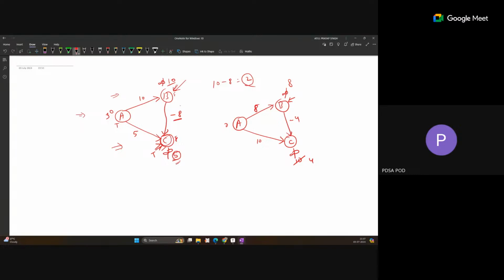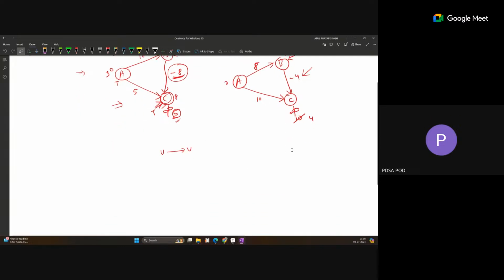So if our negative edge weight goes from the currently visited node, B, to an already visited vertex, then it will return an incorrect output. If this negative edge goes from the current visited node to an unvisited node, then it will return a correct output, because it will update it.